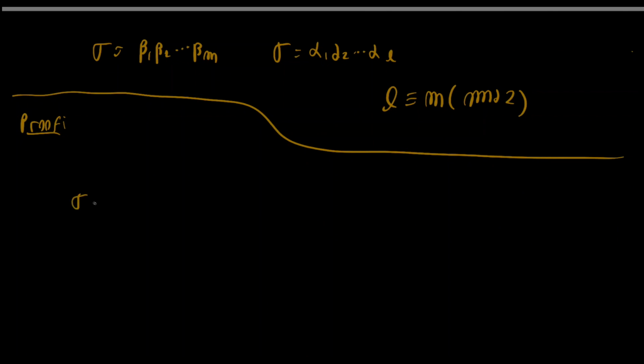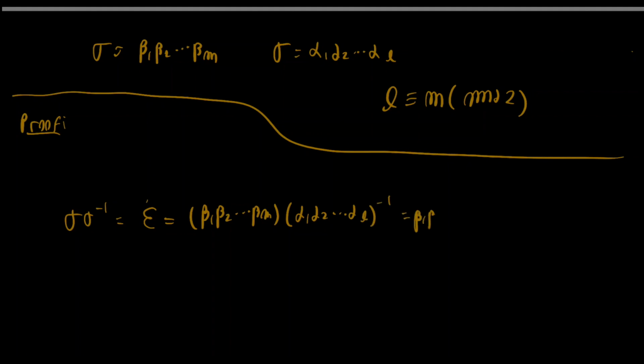All you have to do is notice that sigma, using the notation we gave above, can be written as beta 1, beta 2, up to beta m, but it can also be written as alpha 1 up to alpha L. Now let's multiply sigma by sigma to the minus 1. This is the identity permutation, but this is the same as beta 1, beta 2, up to beta m times alpha 1, alpha 2, up to alpha L to the minus 1, which is just beta 1, beta 2, up to beta m times alpha L to the minus 1, alpha L minus 1 to the minus 1, up to alpha 1 to the minus 1.